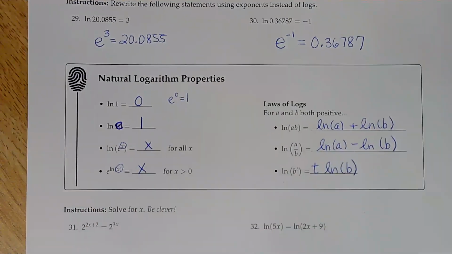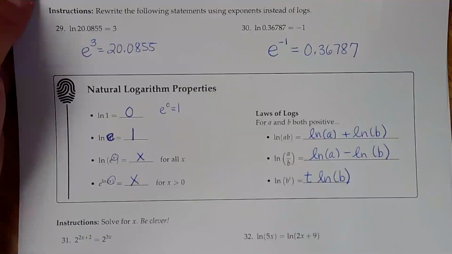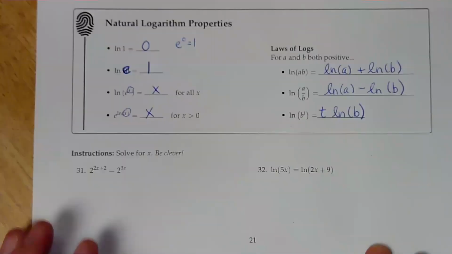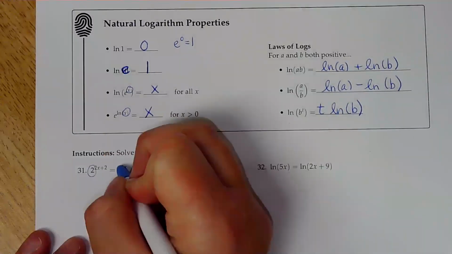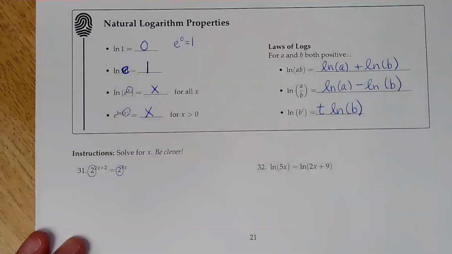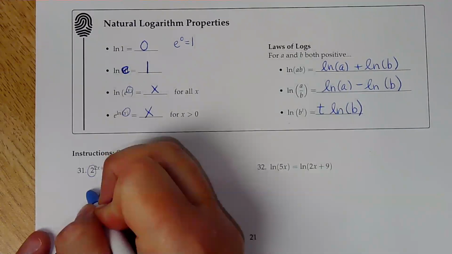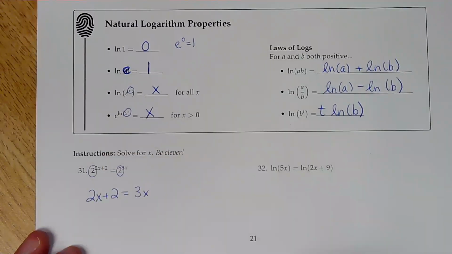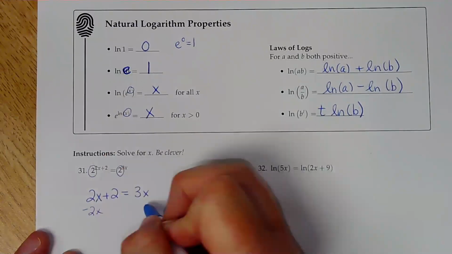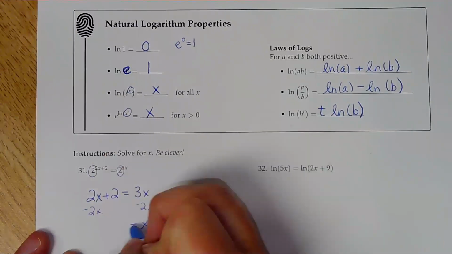All right, and then one last thing before we move into more solving. We're going to solve for x here, but these ones are special. What you see here is these have the same base. It's 2 raised to 2x plus 2 is equal to 2 to the 3x. Since they have the same base, this simplifies to 2x plus 2 is equal to 3x. And if I subtract 2x from both sides, I get x is equal to 2.